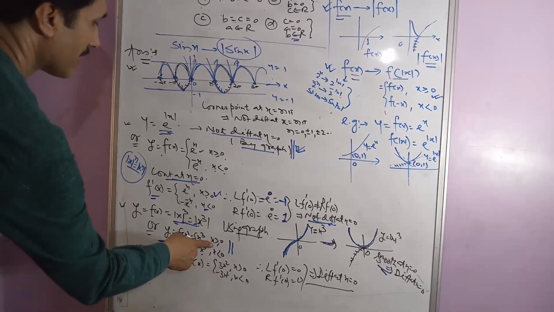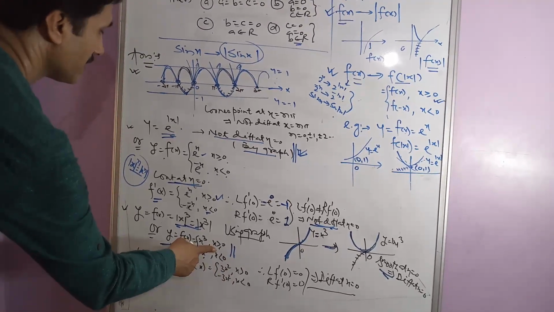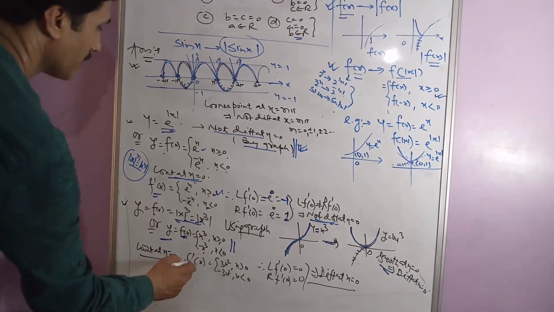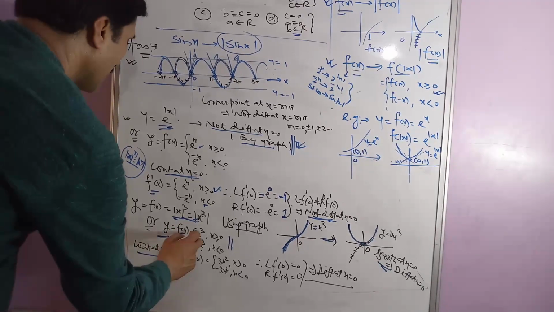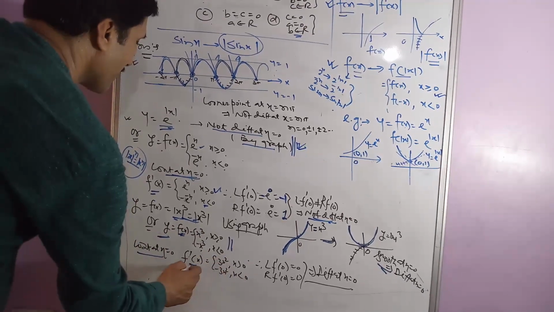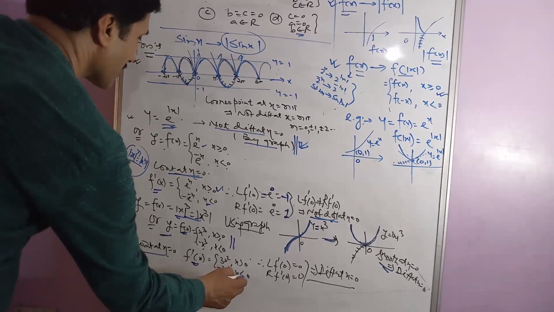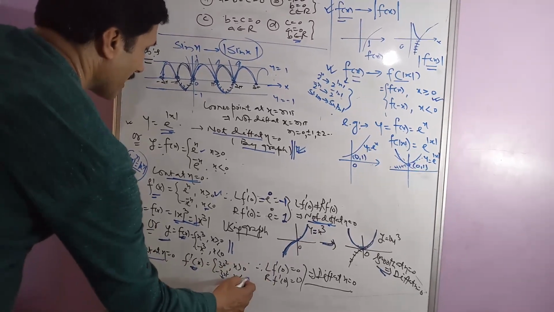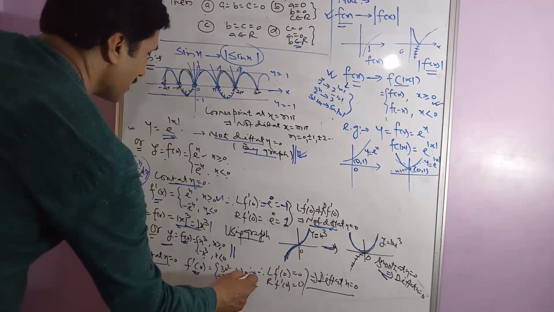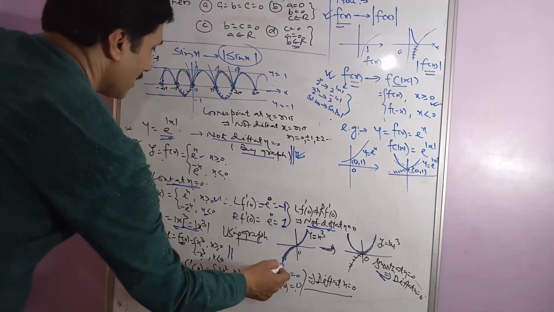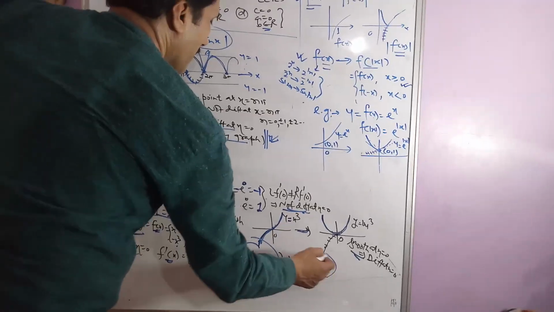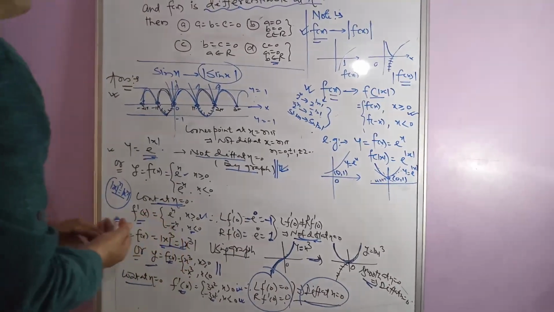Here the left hand limit and right hand limit at 0 are the same, so it is continuous at x equal to 0. We check differentiability by differentiating: f dash x is 3x square for x greater than 0 and minus 3x square for x less than 0. L f dash 0 is minus 3 into 0 square, which is 0, and R f dash 0 is 3 into 0 square, which is 0. Here the left hand derivative and right hand derivative are both equal, so it is differentiable at x equal to 0.